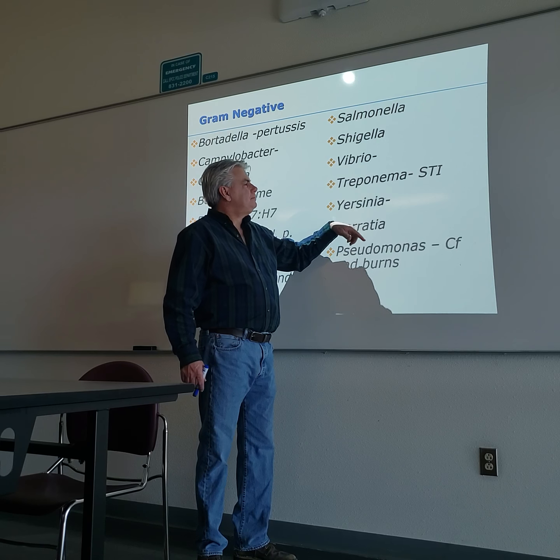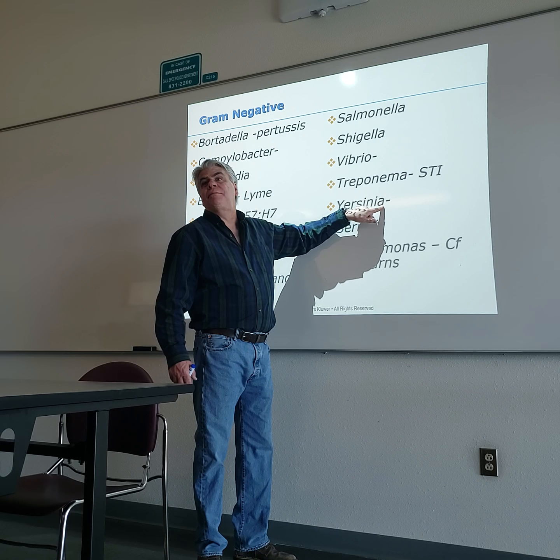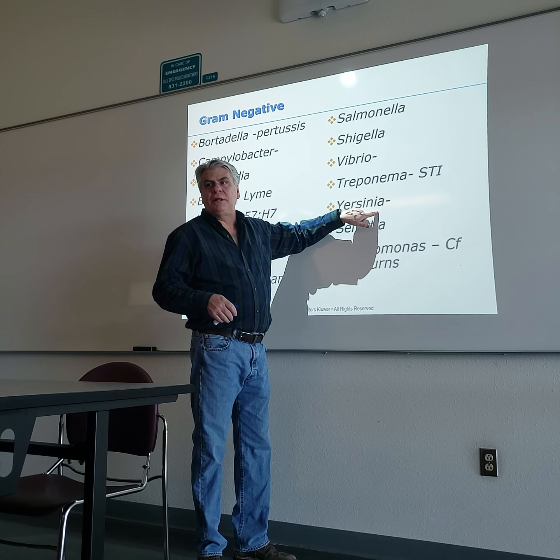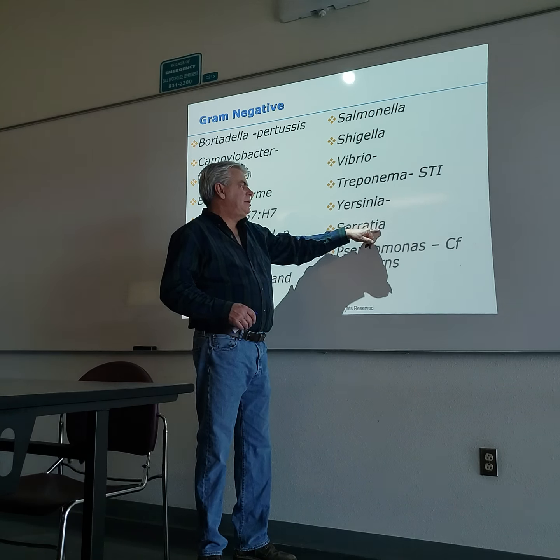So Yersinia is gonna be what? Anybody remember that one? Yersinia pestis, what is that called? Okay. This is the plague. The black plague. Serratia is one you guys will see later because it likes to grow on catheters. That is saline solution. So it's a huge issue where? Hospitals. This is one of the big opportunistic pathogens. And saline and what else? Catheters. Catheters.